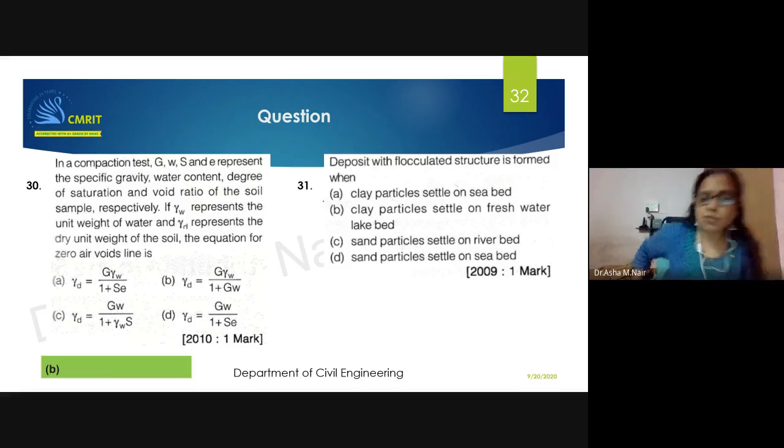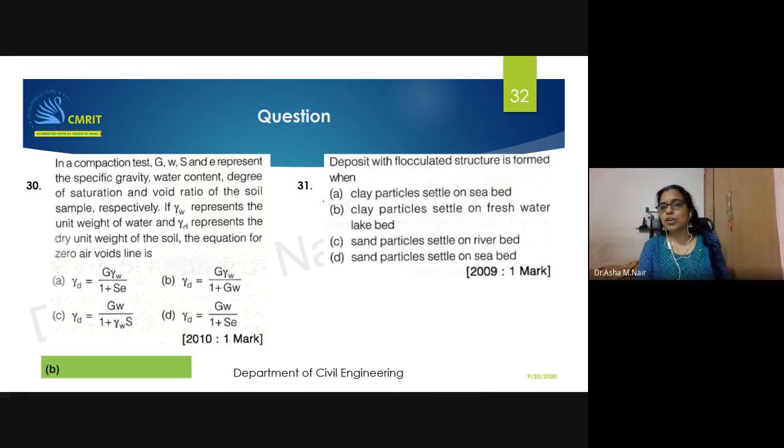Which option will be the right option? A deposit with a flocculated structure is formed in the case of a seabed. Why can it not be freshwater or river bed? Because there will be no charge for the water, and accordingly the clay particles will also not get charged. That's the reason. Then, can sand particles be considered as an option? Sand cannot be considered because sand particles do not have a charge. Because of that, the option can be only A.